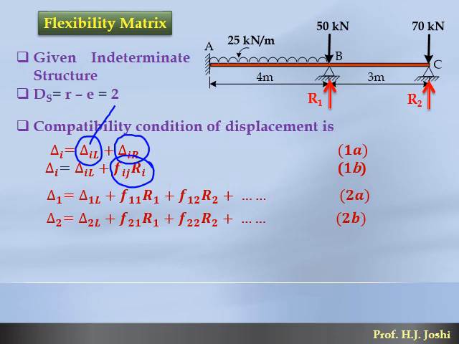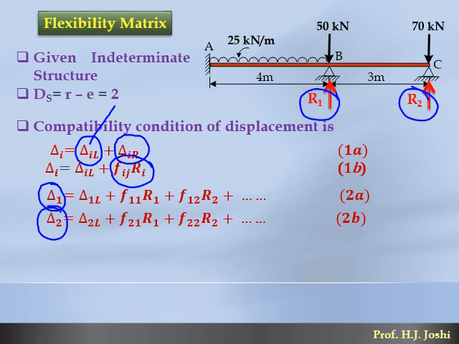Expanding this form for two redundants, I can write delta 1, that means displacement at coordinate axis 1 at R1, and delta 2, displacement at coordinate axis 2 at R2. So delta 1 equals delta 1L, displacement at 1 due to loads, plus F11, that is flexibility at element 11, times R1, plus F12 R2. Similarly for delta 2: delta 2L plus F21 R1 plus F22 R2.